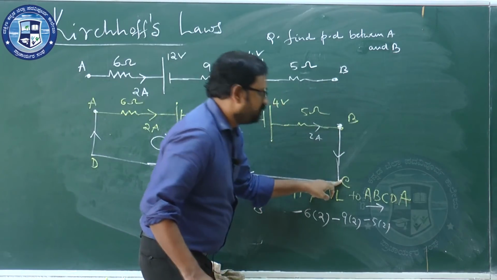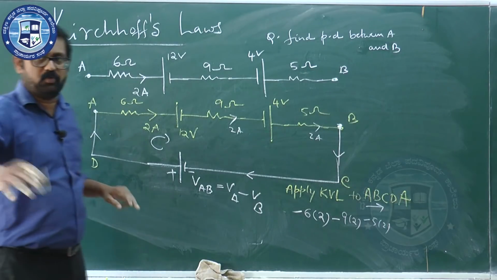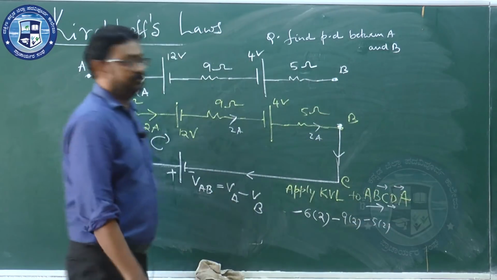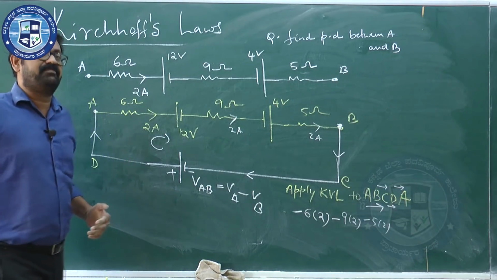Do you have any resistance here? No. Product of IR will be 0. A to B, B to C, C to D, D to A is over. Product of IR is over. Correct? Now let us come back to the EMFs.